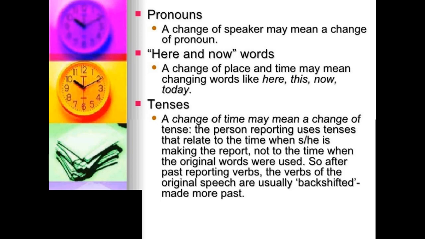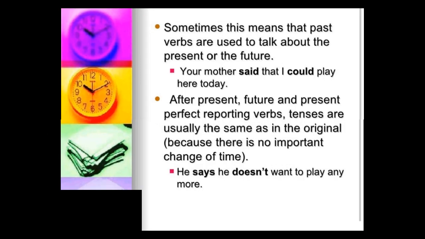After a past reporting verb, the verbs of the original speech are usually backshifted, made more past. Sometimes this means that a past verb is used to talk about the present or the future. Your mother said that I could play here today. So you can see how "said" and "could" have been used in the sentence to show the future, because the mother said.